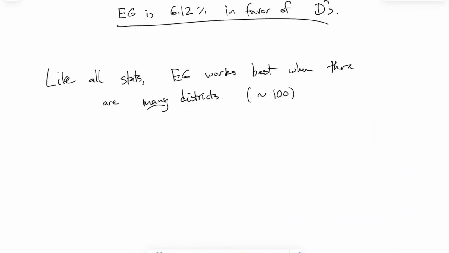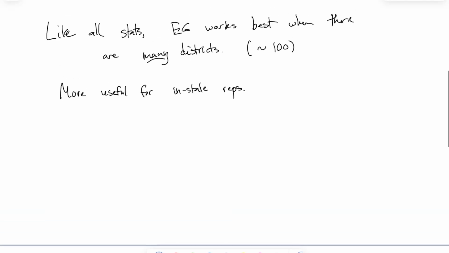I will say it's more useful in the case of American politics for in-state representatives. I showed a map of Wisconsin last time around. Within the state of Wisconsin, there are, I think, 99 different districts. And among that set of 99, it becomes a lot more meaningful than doing it for just 6 districts. It's not all that impressive, and it doesn't necessarily mean anything important. So it's more useful for in-state representatives.